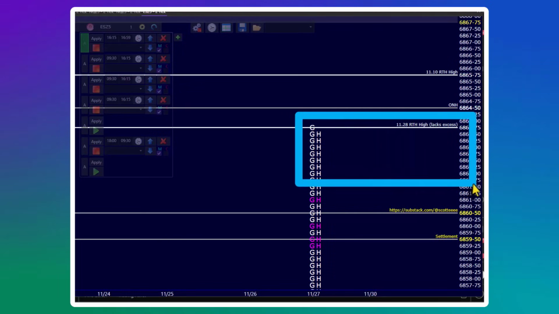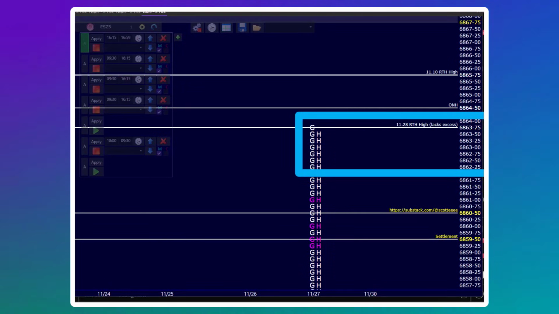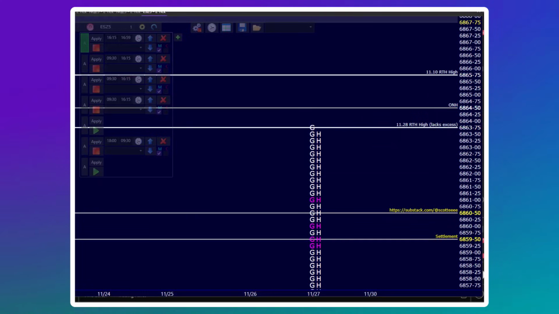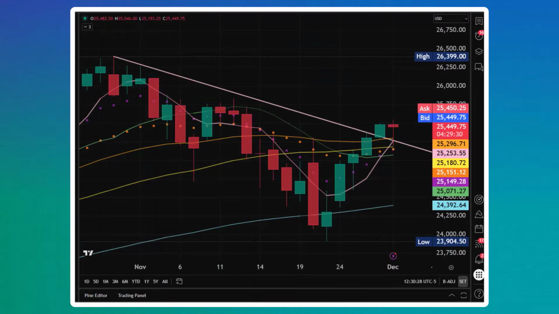So this needs repair. It doesn't mean it has to happen today, but it could. And it would get repaired with excess. Maybe get to the overnight high at 68.50. But this is zooming in on a very granular level when you look at the profile. Let's actually take a step back and look at the daily. See what that looks like.